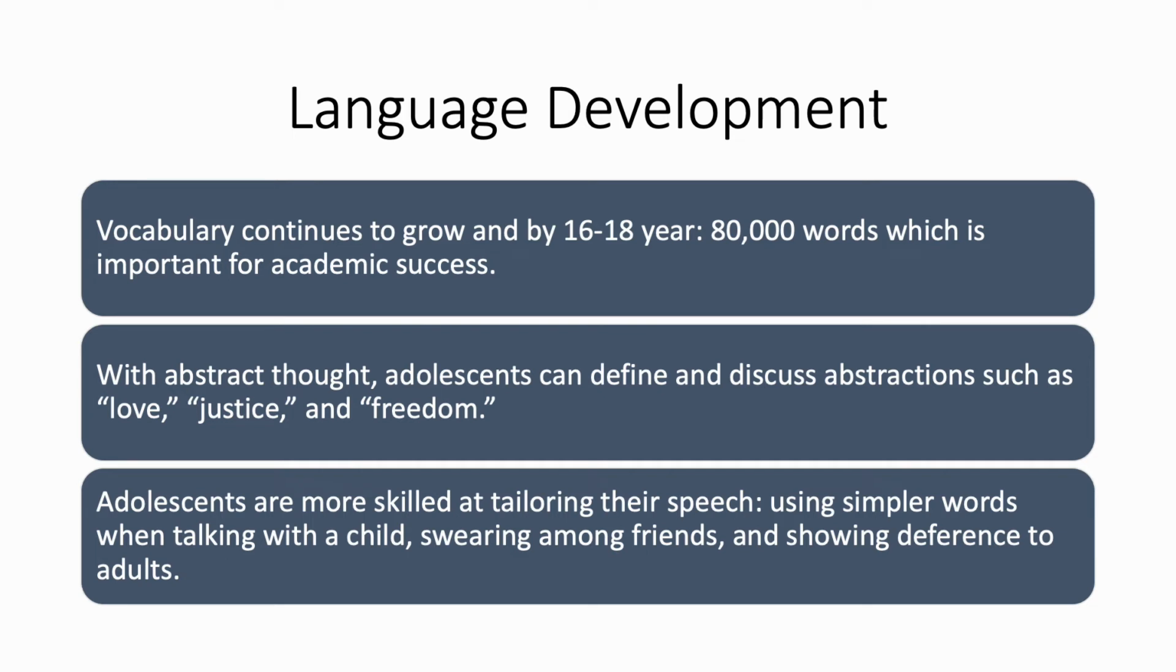The other thing that's happening rapidly is language development. Vocabulary continues to grow, and by 16 to 18 years old, they have a vocabulary of 80,000 words. And this is really important to their academic achievement. And the more you read and the more you interact and talk with people, the greater your vocabulary grows. With abstract thought, adolescents can define and discuss abstractions such as words like love and justice and freedom and what that all means. Adolescents are more skilled at tailoring their speech. They're better at using simpler words when talking with a child, or swearing when they're talking to their friends, but not when they're talking to their parents, and showing deference to adults.